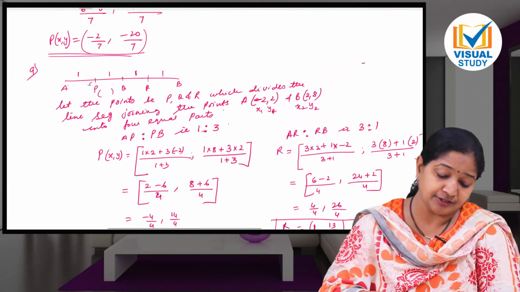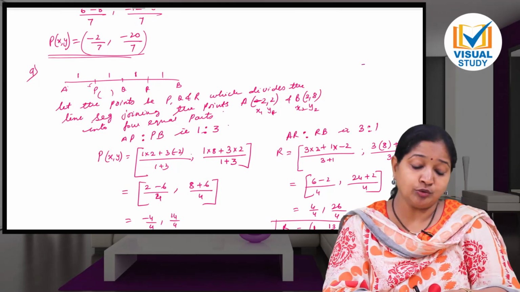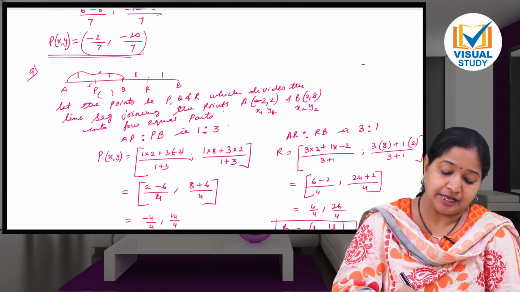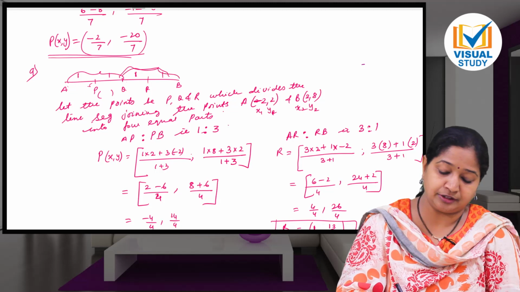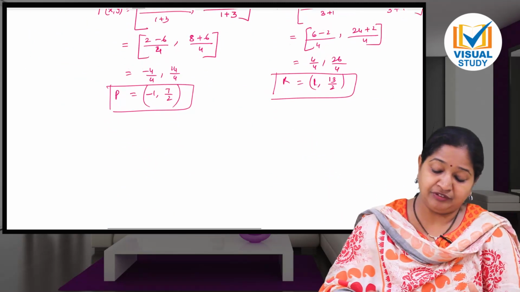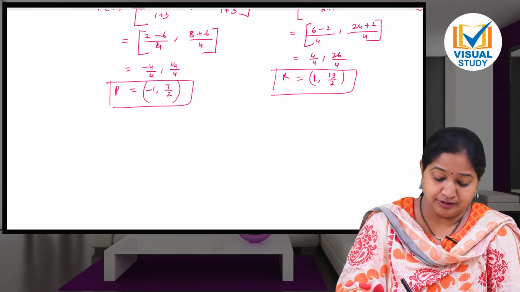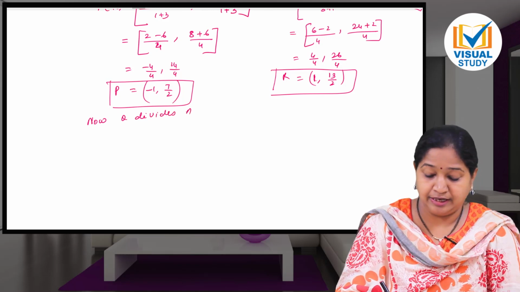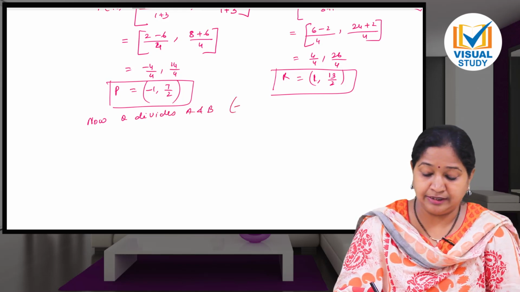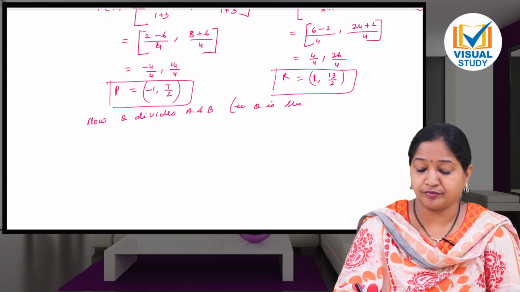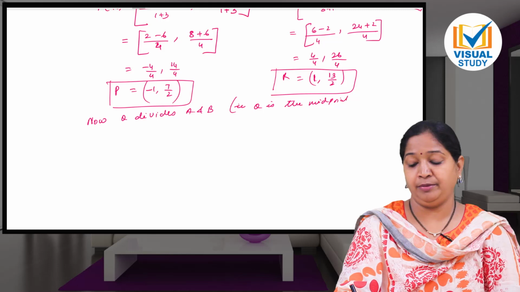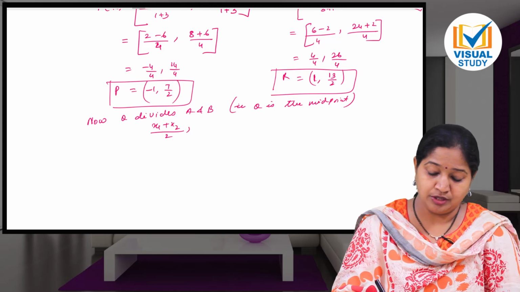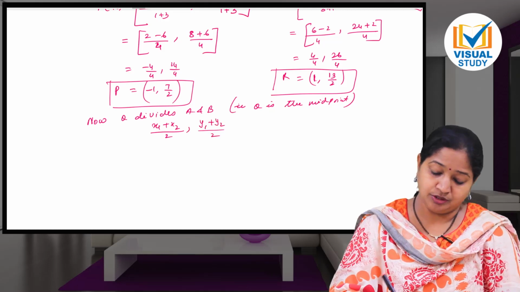Now what we have to find out is the point Q. Now see here, Q is the midpoint of AB, because the ratio, that is AQ and QB, is equal. So we can find out directly by the midpoint formula. Now Q divides A and B, that is Q is the midpoint. So I can use the midpoint formula here directly. x1 plus x2 upon 2 and y1 plus y2 upon 2.